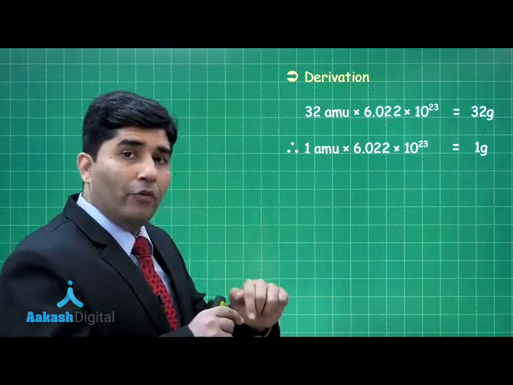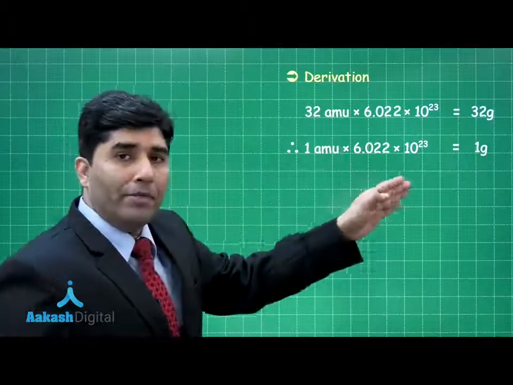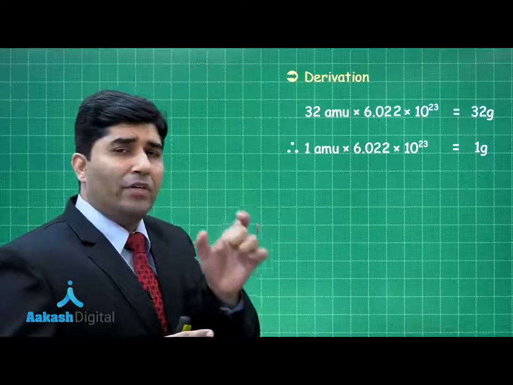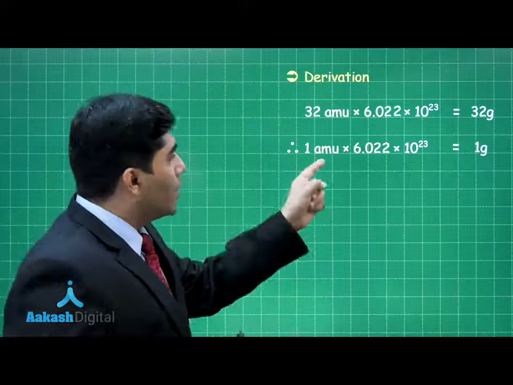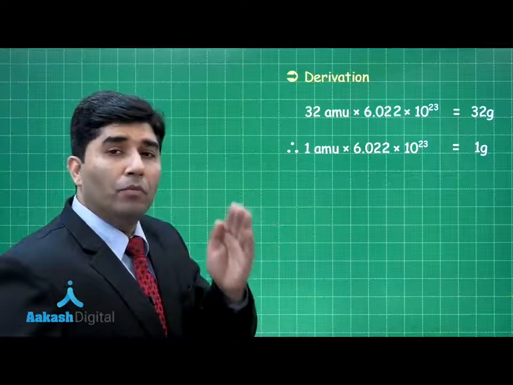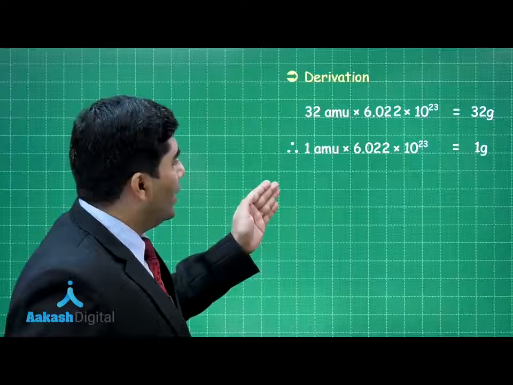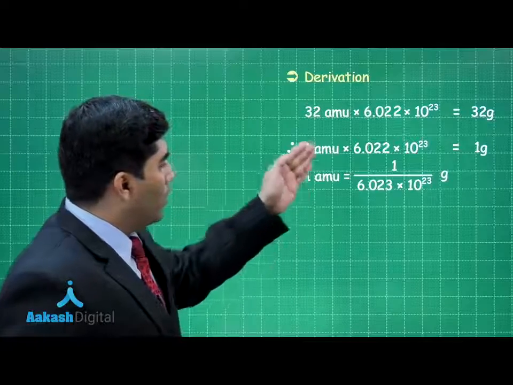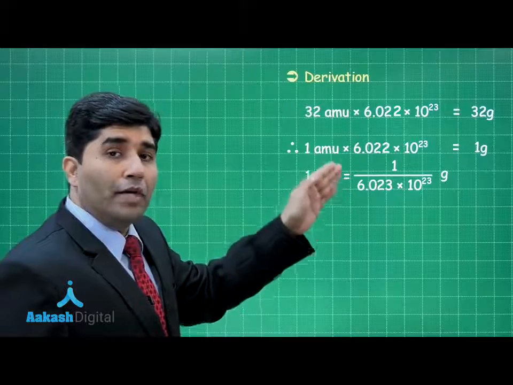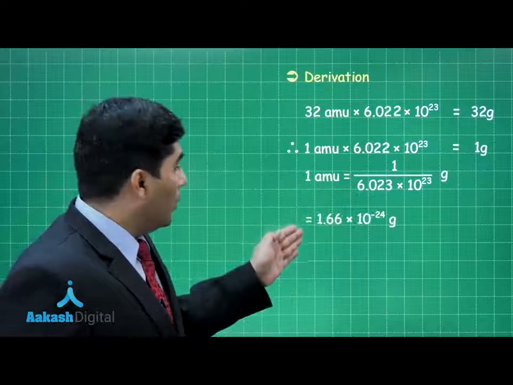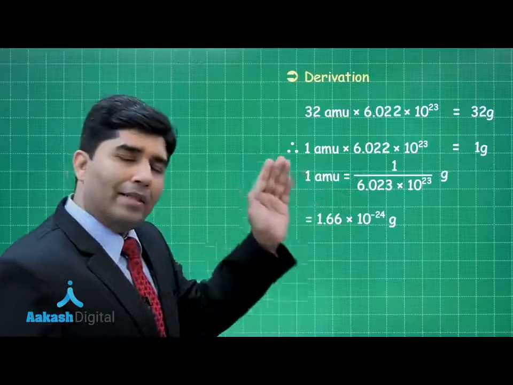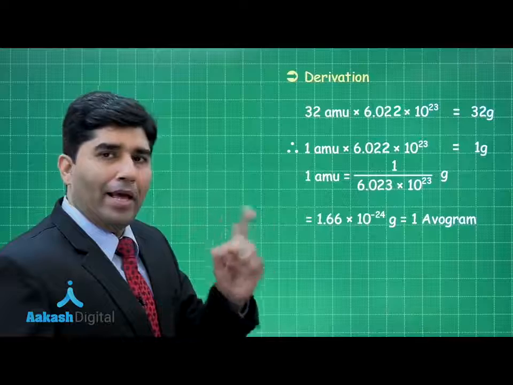We wanted to convert AMU to grams. We required a conversion factor, and that conversion factor is 6.023 into 10 to the 23, which is 1 mole. If we further solve it, 1 AMU is equal to 1 divided by 6.023 into 10 to the 23, and that is equal to 1.66 into 10 to the minus 24 grams, and that is also called 1 avogram.